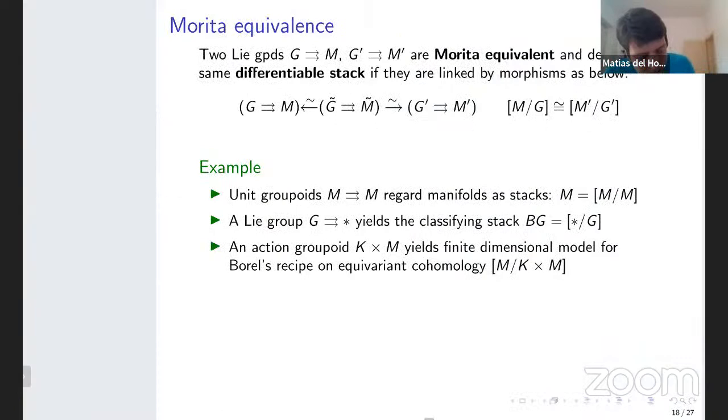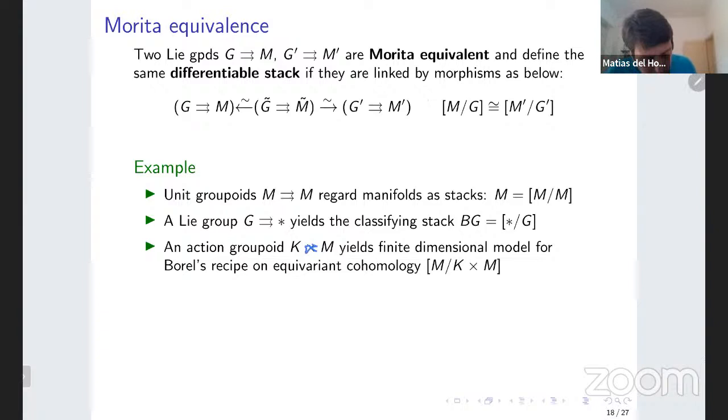An action groupoid: if you have a group K acting on a manifold M, it gives you an action groupoid. And the associated stack is a finite dimensional model for Borel's recipe for equivariant cohomology. When you study equivariant cohomology, you learn that to compute it you have to do a bunch of computations, no? Pick a very big space, do the Cartesian product, act with the group diagonally, etc. But this is a finite dimensional alternative.